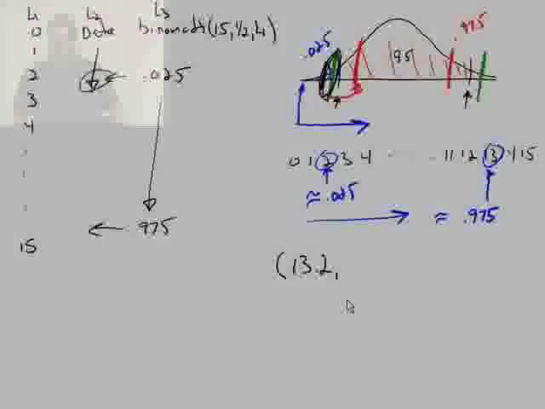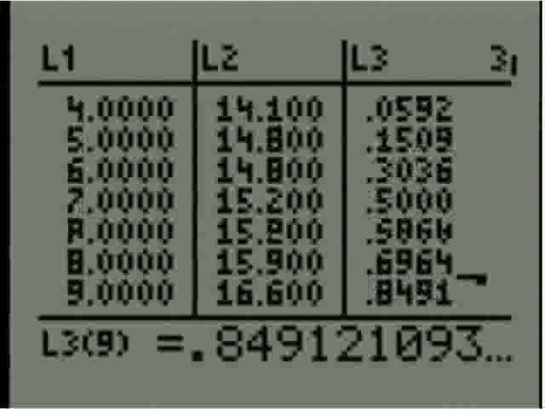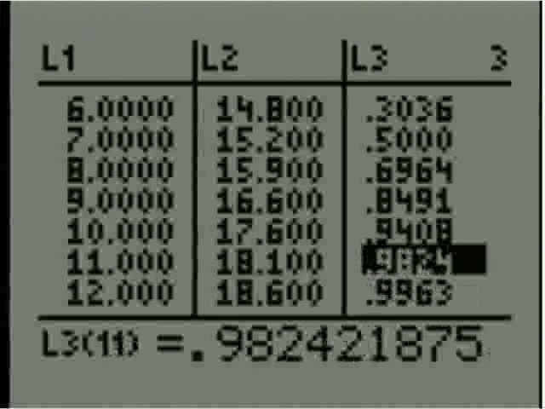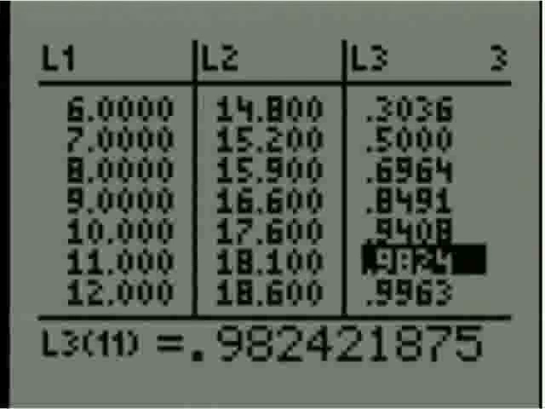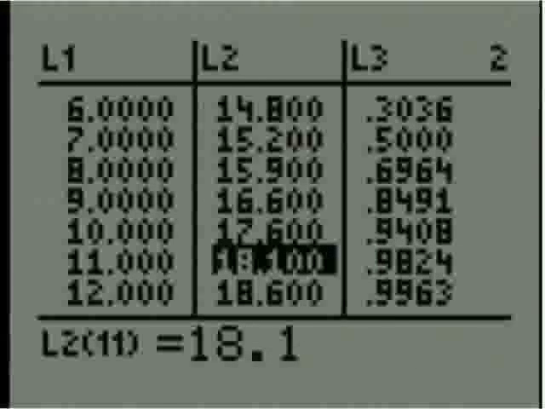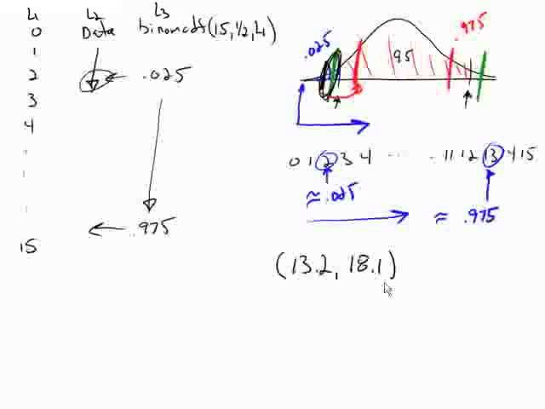So now let's go back to the calculator and look for the other end. I'm going to slide down here, and I'm looking for 0.975. Well, it's not there, obviously, but it's in between 0.94 and 0.98. Again, I'm going to go to the outside to make sure I have at least a 95% confidence interval. And 18.1 is my value. Okay, so I'm going to write that down: 18.1. So there's my confidence interval. I could say this is approximately a 95% confidence interval for, what's the parameter?